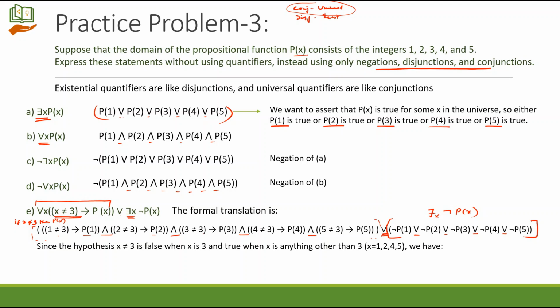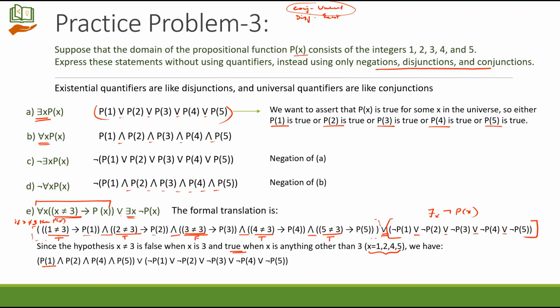Since the hypothesis x not equal to 3 is false when x is 3 and true when x is anything other than 3, that is, when x is equal to 1, this condition is true. 1 is not equal to 3. When x is equal to 2, this condition is true. That is, 2 is not equal to 3. What about x is equal to 4? 4 is not equal to 3. This is also true. 5 is not equal to 3. This is also true. So, for these 4 values, it is true. When we say 3 is not equal to 3, this is false.